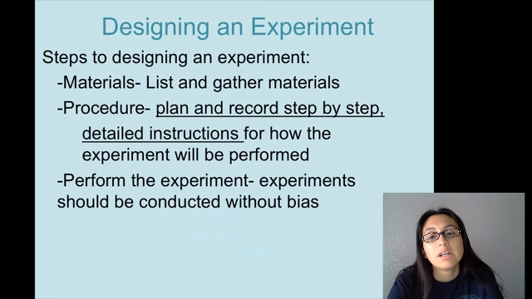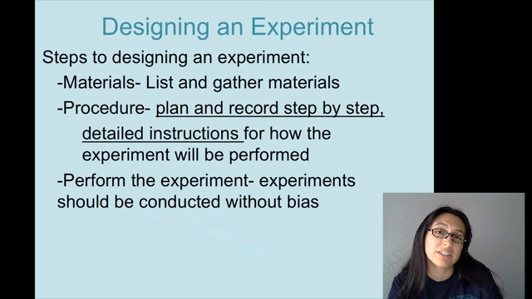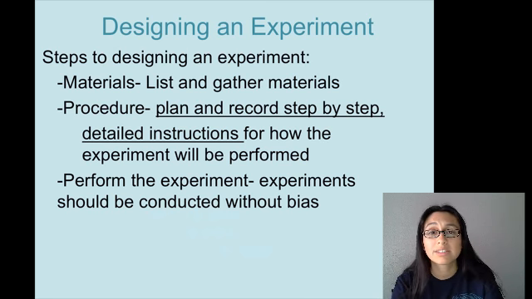All right. Next step, design an experiment. So if you've ever done a science experiment before, you've gone through these steps. So you want to make a materials list. You want to find out, what am I going to need to actually go through this experiment and complete this experiment. So you create a list and you gather your materials. Next, you do your procedure.